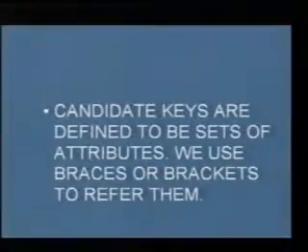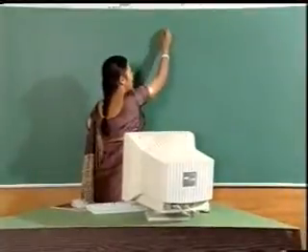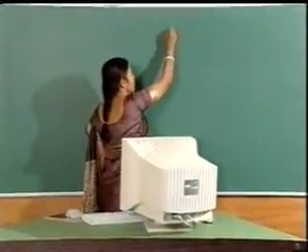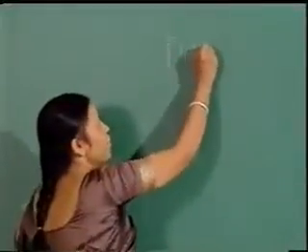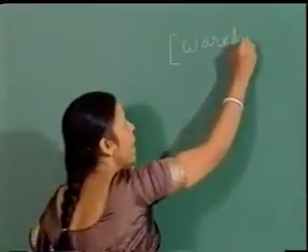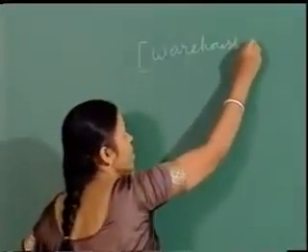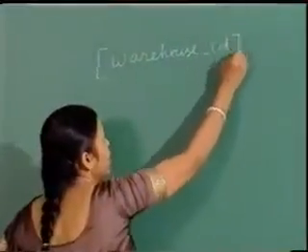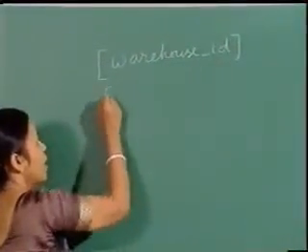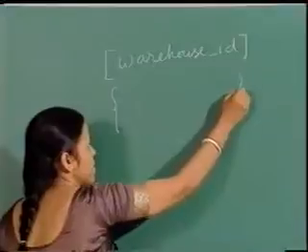Candidate keys are defined to be sets of attributes. We use braces or brackets to refer to them. For example, if warehouse ID is the candidate key, then we can write warehouse ID in brackets or in braces.